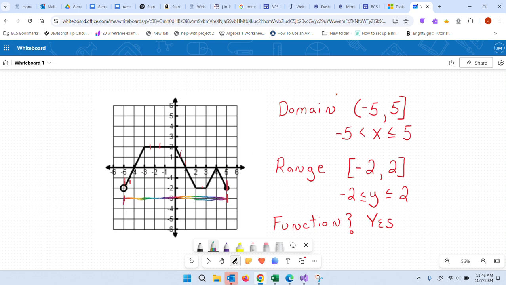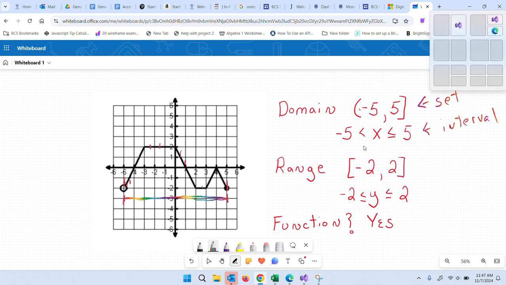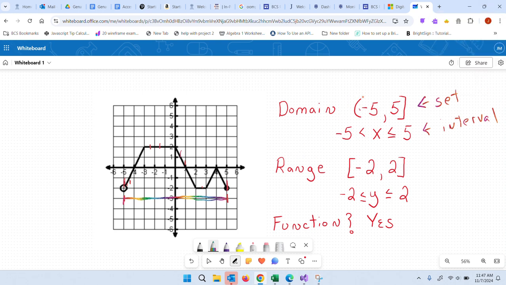The way to write that is, all right, there's two different ways. This is called set notation, and this one here is called interval notation. You need to know how to do both. Okay, the set notation. This open parenthesis here means it's an open circle. So when you see a parenthesis, it's an open circle.